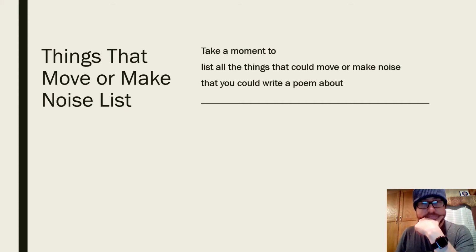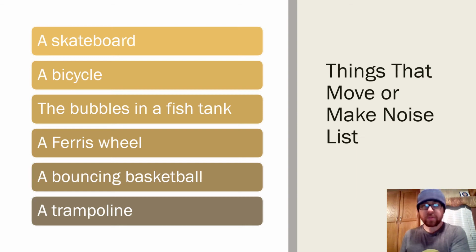Okay, you're going to make that list. I'm going to move on, but if you want to pause this while you're making the list, go ahead and pause. I'm going to move on and give you some example ideas. So you could write about a skateboard, a bicycle, bubbles in a fish tank, a Ferris wheel, a bouncing basketball, a trampoline.